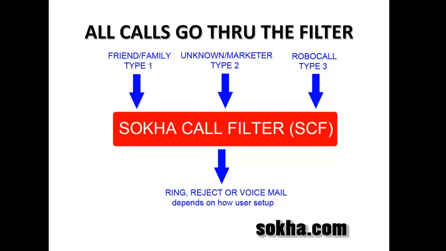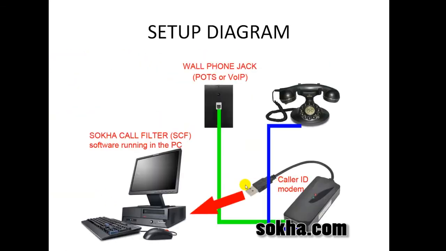Regardless of calls, all of them go through the filter. And depending on how you set it up, your phone can ring, it can reject the call, or it sends straight to voicemail. Setup is simple. All you need is a computer, a caller ID service, and a caller ID voice modem. Some computers already have a modem built in, so you don't need one. But if you don't have one, you need to get one in order to make the system work. You can get internal or external modem.